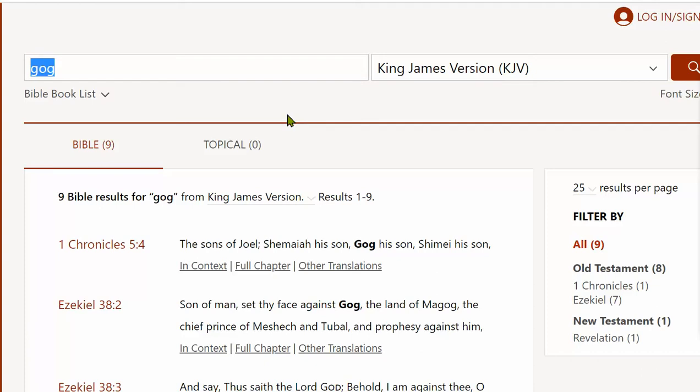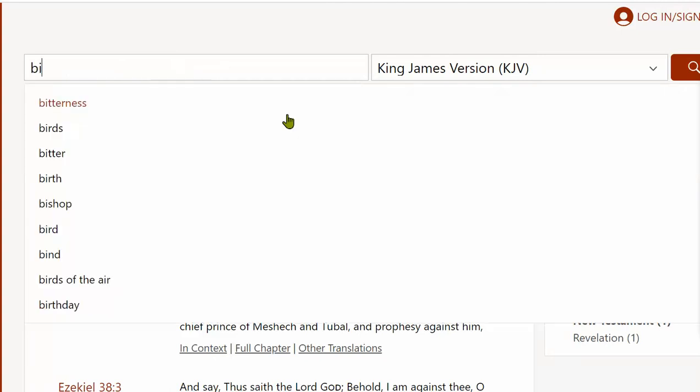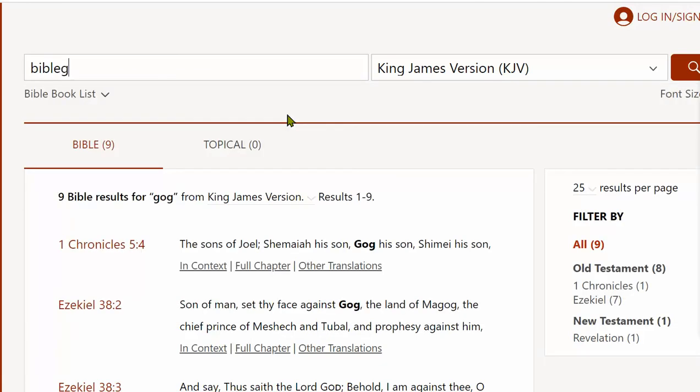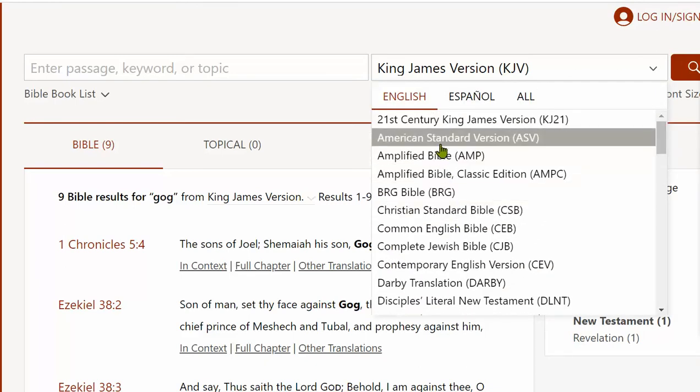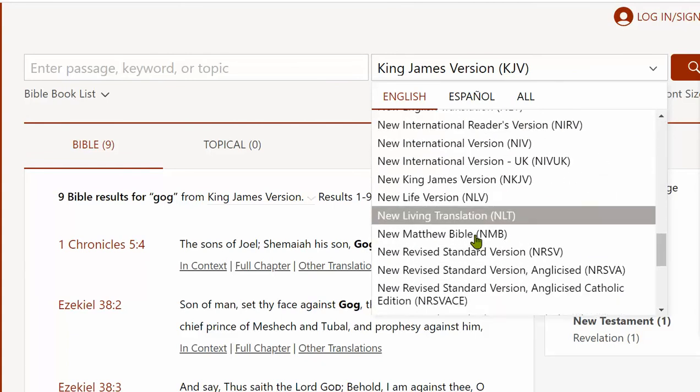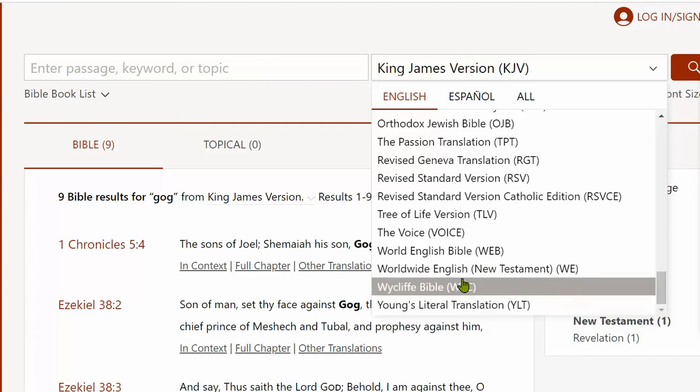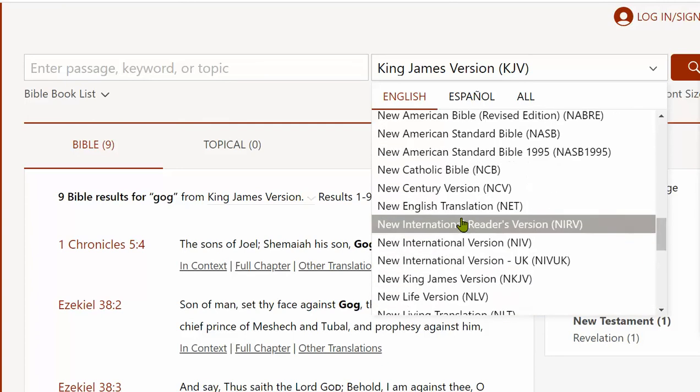Now I'm using BibleGateway.com. If you want to follow along and use this online Bible, just type BibleGateway.com. Once you have that, you have a quick search. Here, if you click this side, you can choose whatever Bible you want to look at, cross check, do cross reference. For this, let's go to the King James Version.